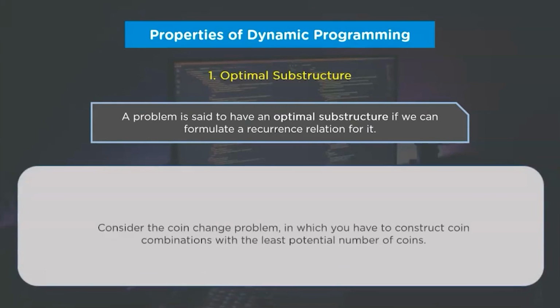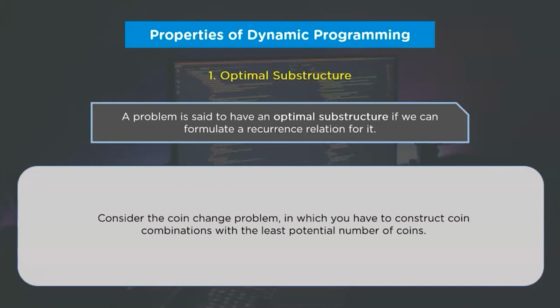To understand this property, let's have a look at an example. The example that we are going to discuss is called the coin change problem, which is one of the most famous DP problems. In this problem, we have to construct a coin combination with the least potential number of coins, resulting in the desired final amount.